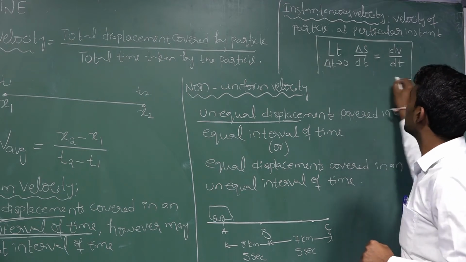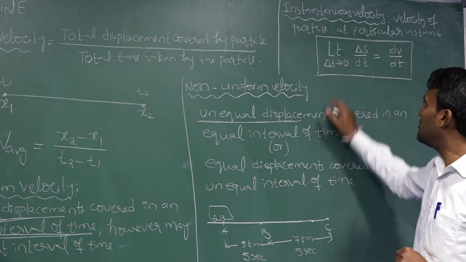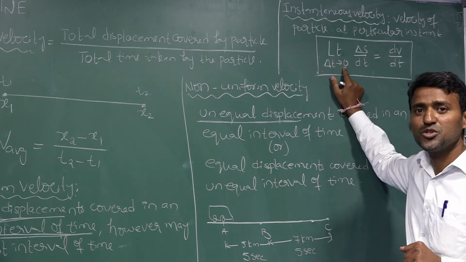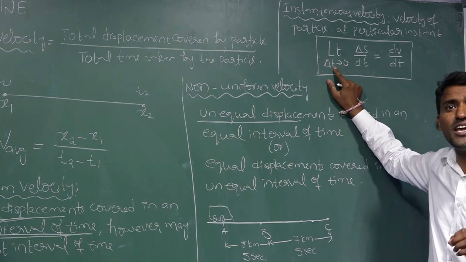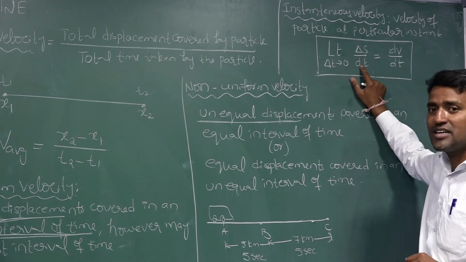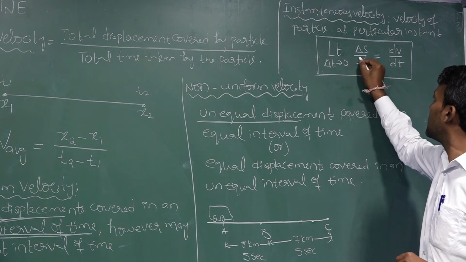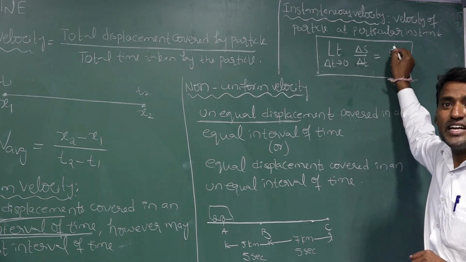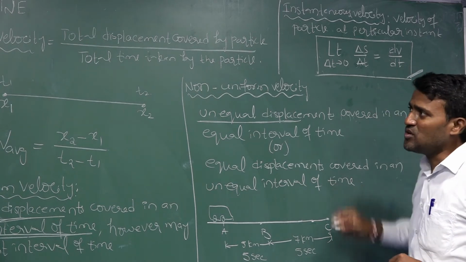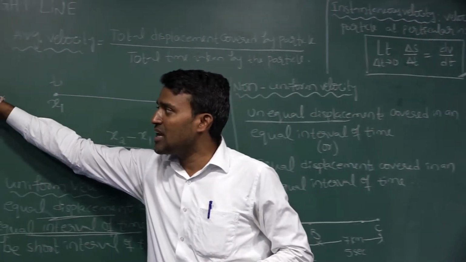Instantaneous velocity: limit delta t tends to 0 means the time interval is nearly equal to 0. So at that moment delta s divided by delta t, we can write as ds by dt. This is instantaneous velocity. So now I have discussed what velocity is.